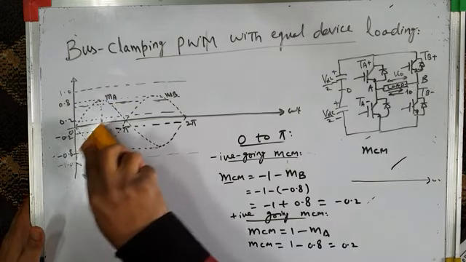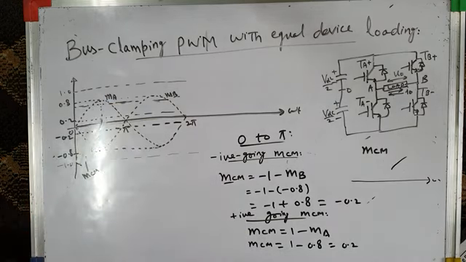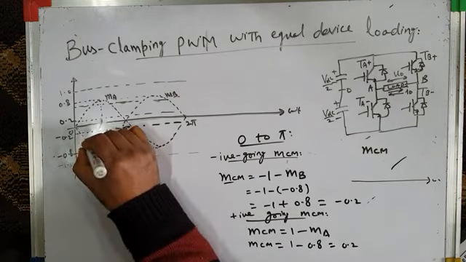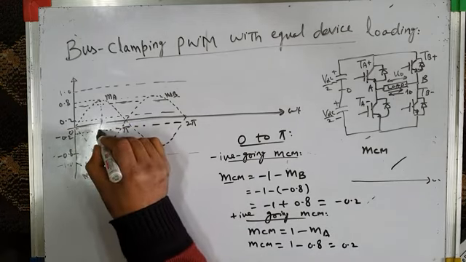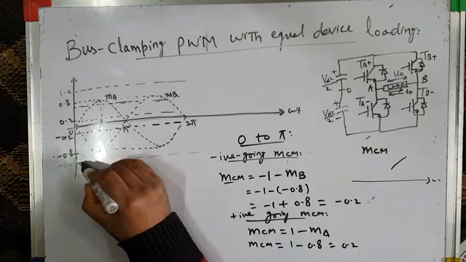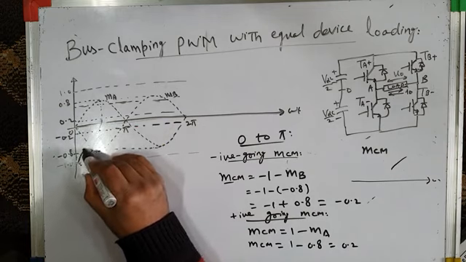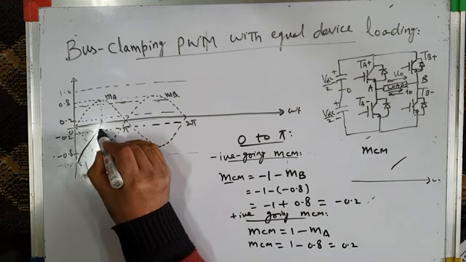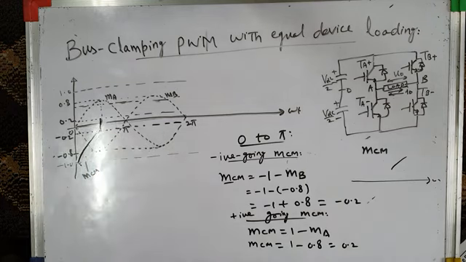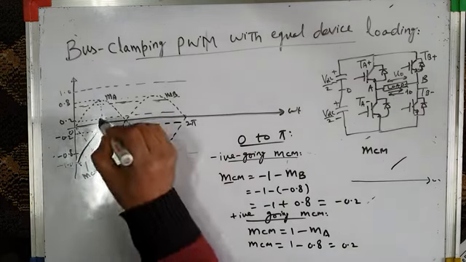Let me draw it again. First of all, I will go to this. It starts from here, so it is like this, and then it jumps from minus 0.2 to plus 0.2, and then goes along this.